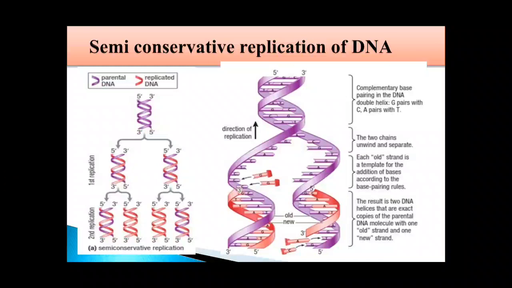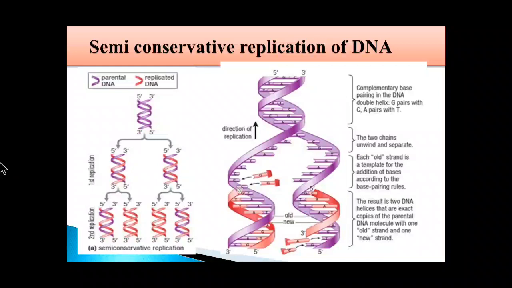Thus, the two daughter DNA molecules are formed from the parent DNA molecule, and these are identical to the parent molecule. Each daughter DNA molecule consists of one old, that is the parental strand, and one new strand, since only one parent strand is conserved in each daughter molecule. So this mode of replication is said to be semi-conservative.